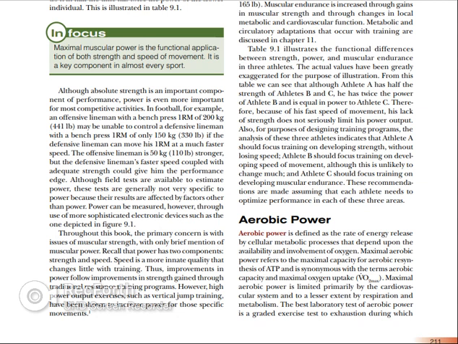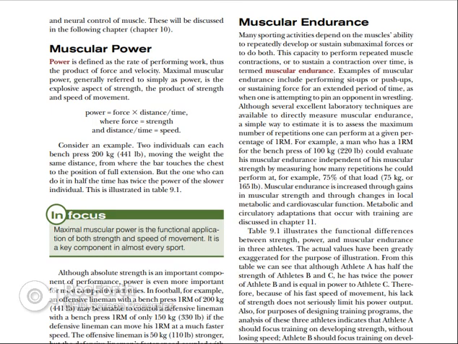Throughout this book, the primary concern is with issues of muscular strength, with only brief mention of muscular power. Recall that power has two components, strength and speed. Speed is a more innate quality that changes little with training. Thus, improvements in power follow improvements in strength gained through traditional resistance training programs. However, high power output exercises such as vertical jump training have been shown to increase power for those specific movements.